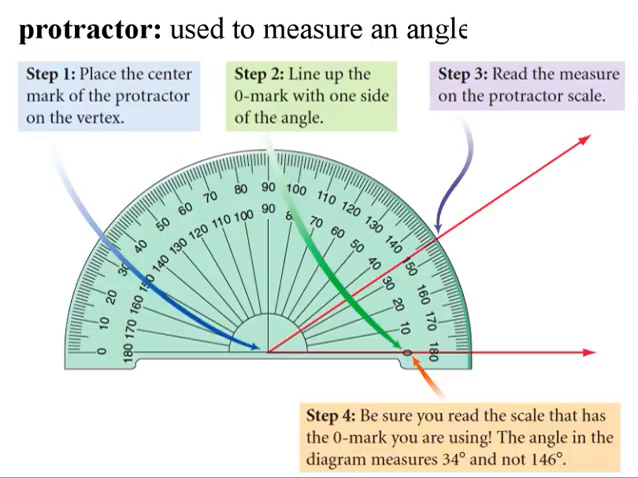Now you're going to line up the 0 mark with one side of the angle. So here's the 0 mark. Notice there are 2 zeros. There's a 0 on the left, and there's a 0 on the right. The difference is that the 0 on the left uses the outside scale. The 0 on the right uses the inside scale. Then we're going to read the measure on the protractor scale, and be sure that we read the scale correctly. We're going to look at some examples now.